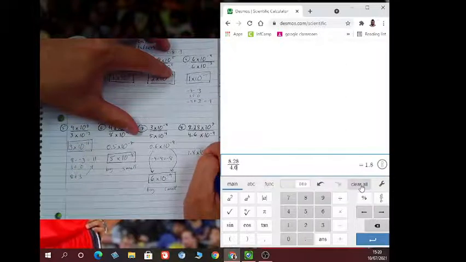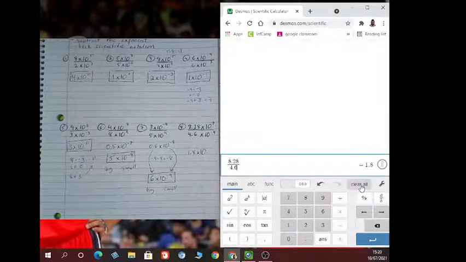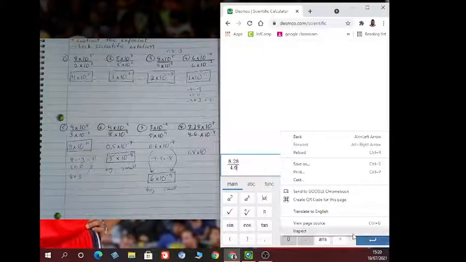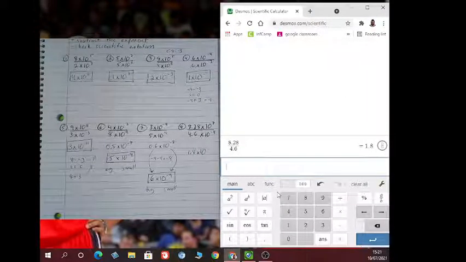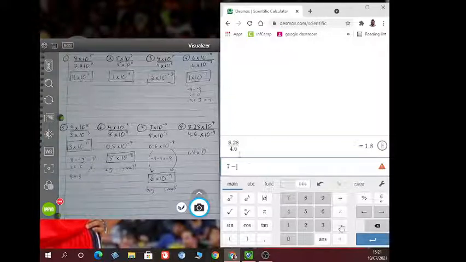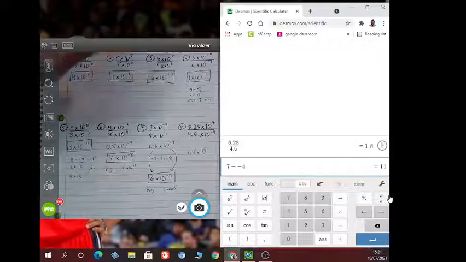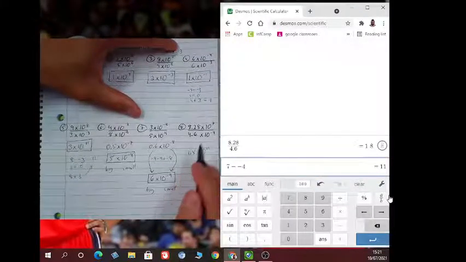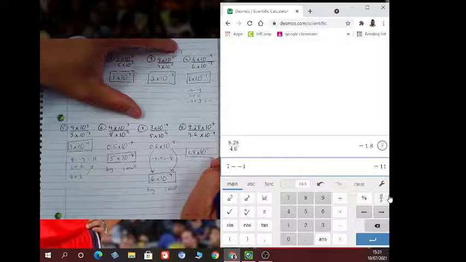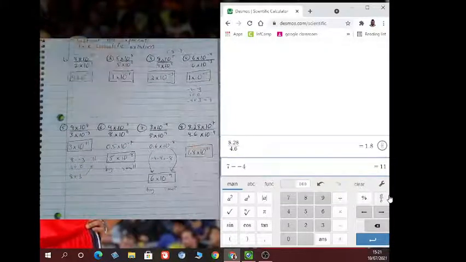Times 10, and then you have to do 7 minus a negative 4. So let me do 7 minus a negative 4. Okay, negative 4, so I'll put another minus sign there, and it gives me 11. Right, so this is an 11. This is already between 1 and 10, right, bigger than 1, less than 10. It's in scientific notation. I can put it in like that.